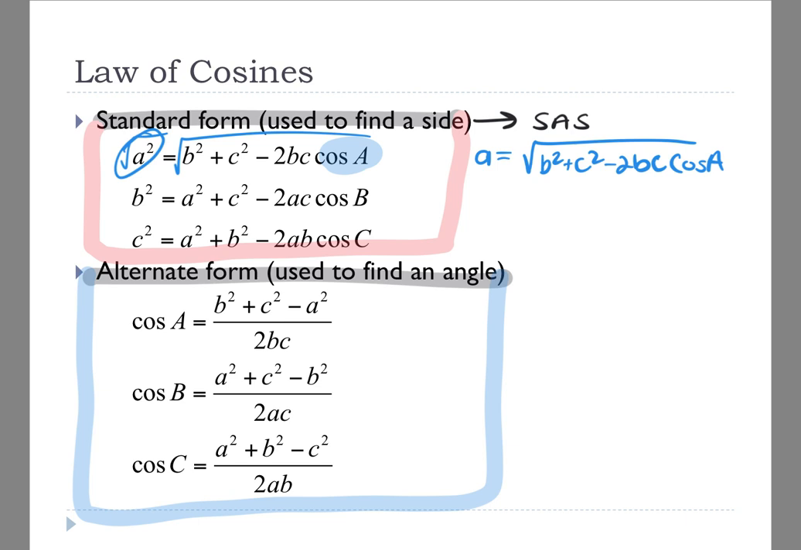Cosine A, so this is when you're given all three side lengths. You have to have all three sides. Cosine of A would be the other two sides' squares summed, so b squared plus c squared, minus the side that matches the letter you have, minus a squared, over 2bc. And then cosine of B is a squared plus c squared minus b squared over 2ac. And cosine of C is a squared plus b squared minus c squared over 2ab.